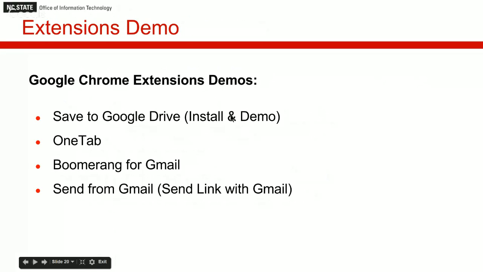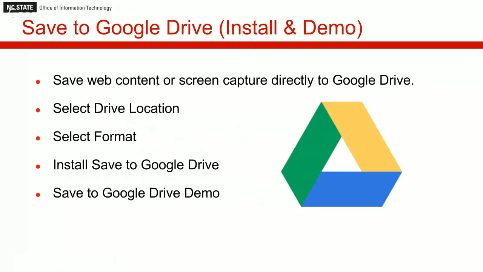Okay. So in the Google Extensions Demo, we're going to show you several different ones that we can do. The first one will be the Save to Google Drive. Then we'll do the One tab, then the Boomerang for Gmail, and then the Send from Gmail. So the Save to Google Drive is an application that you can use to, whenever you see something on the screen, capture it and save it into your Google Drive.